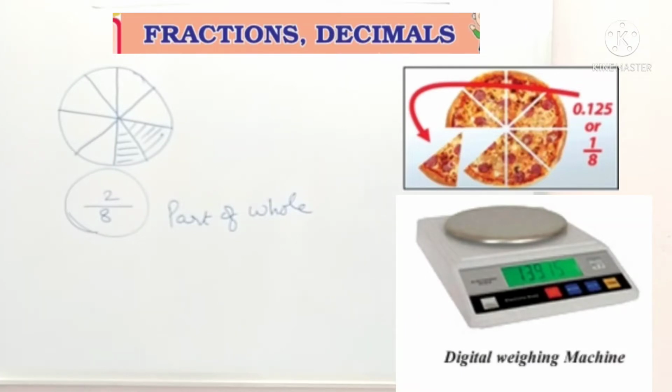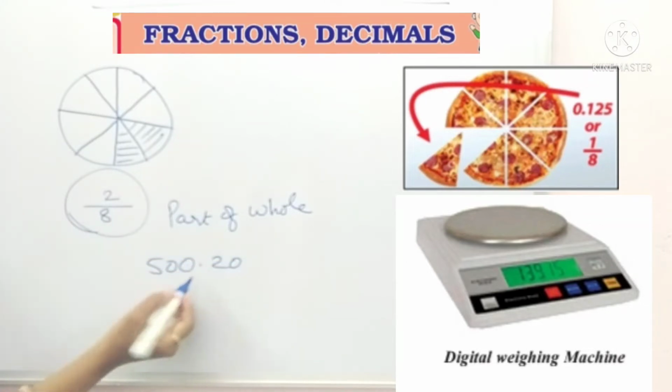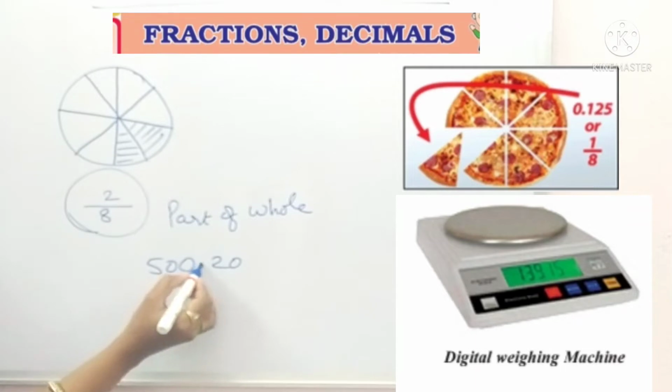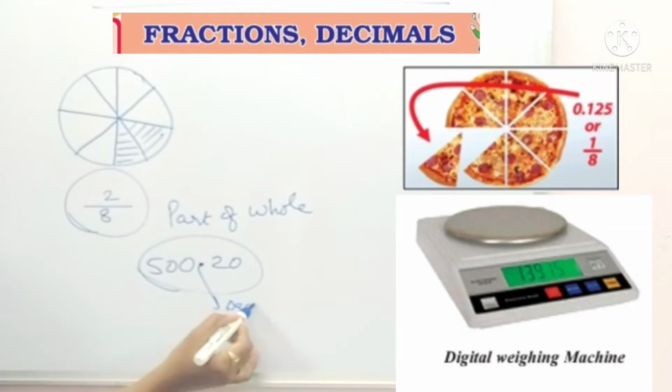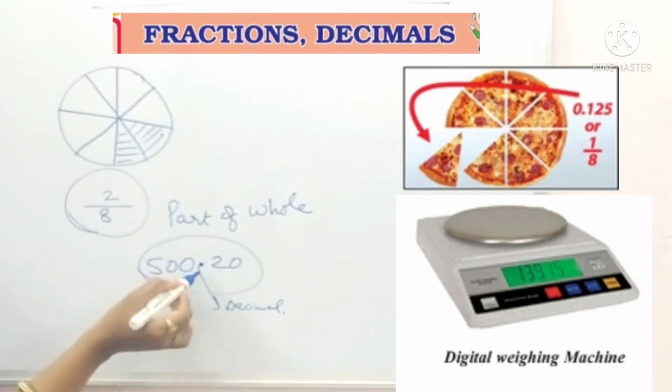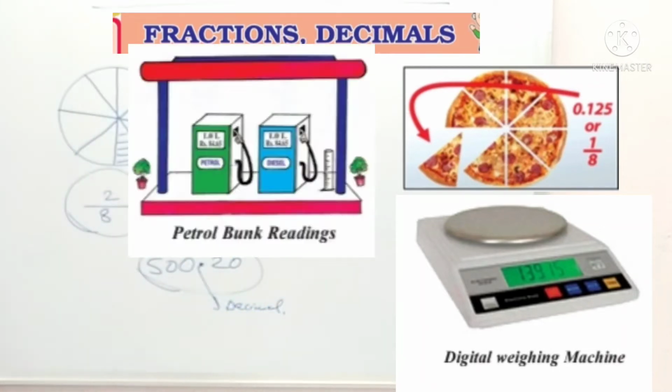Yes, you already have knowledge about decimals. When you went to the shop and you are taking vegetables or whatever it is, they weigh them by putting those things on the weighing machine. Sometimes the reading will be like this, 500.20, right? So this is a point. This is called a decimal point. The numbers which contain this decimal point are nothing but decimals.